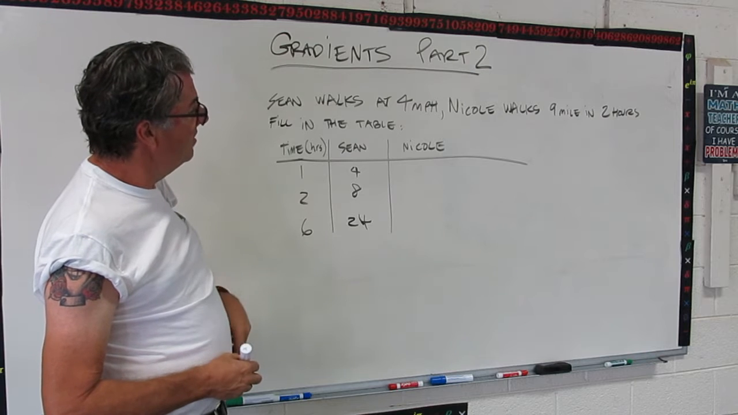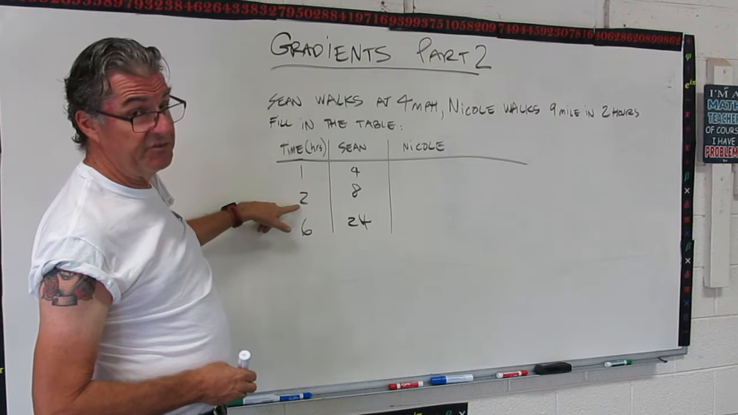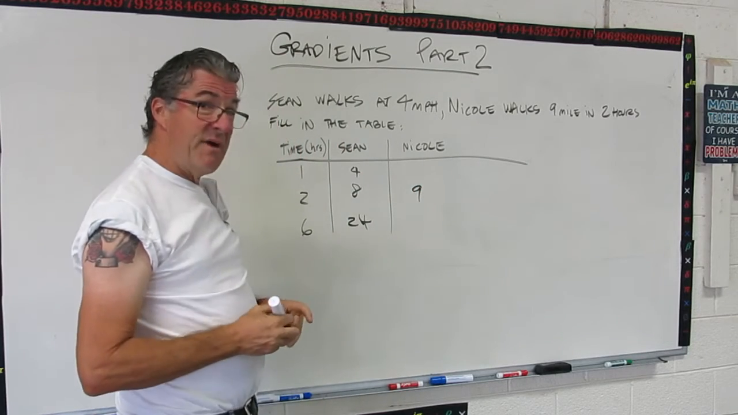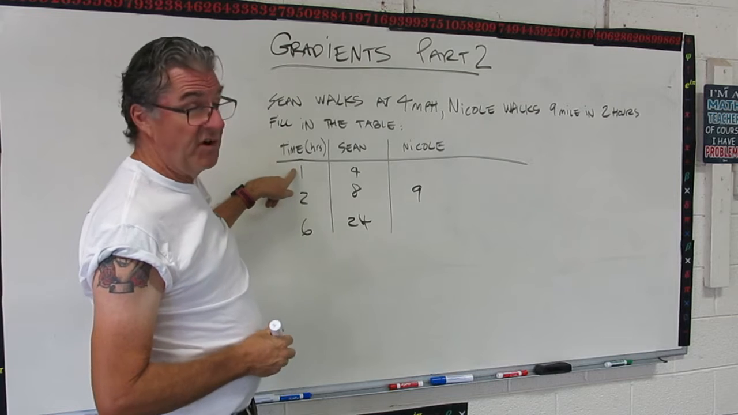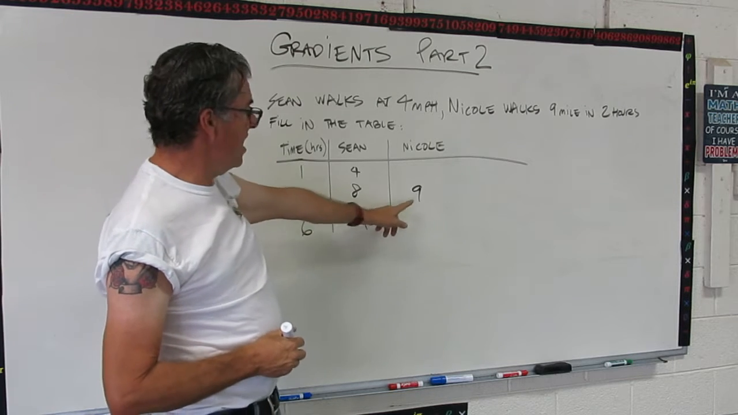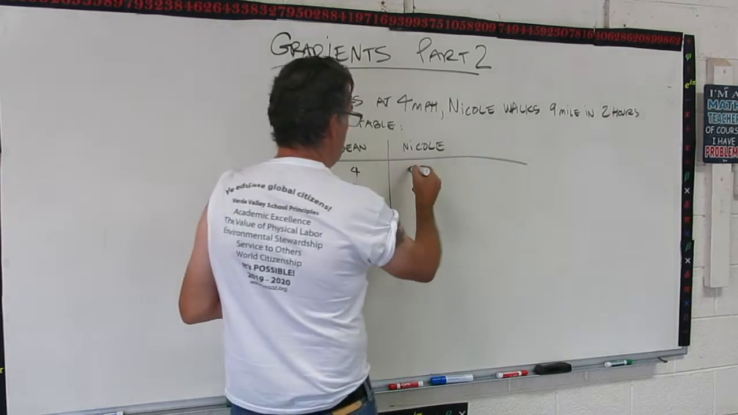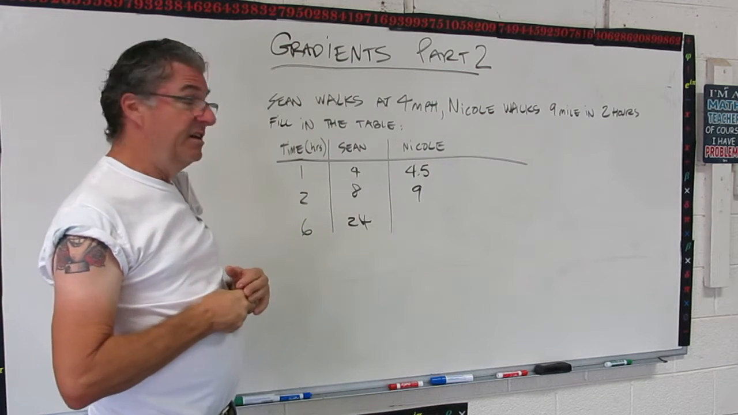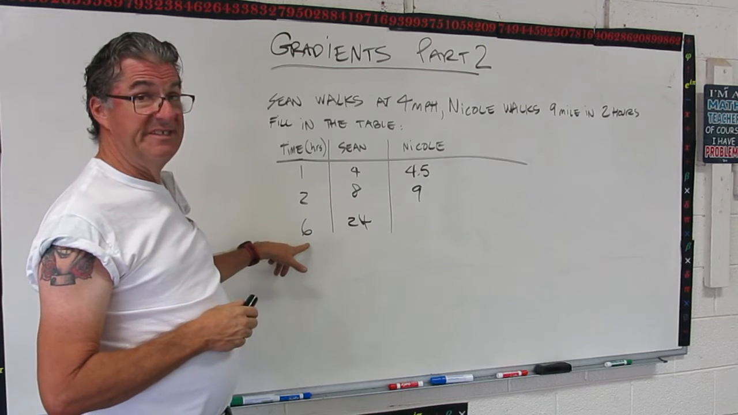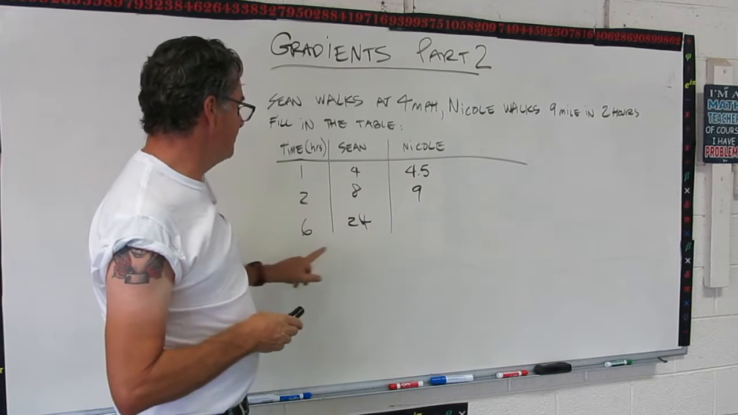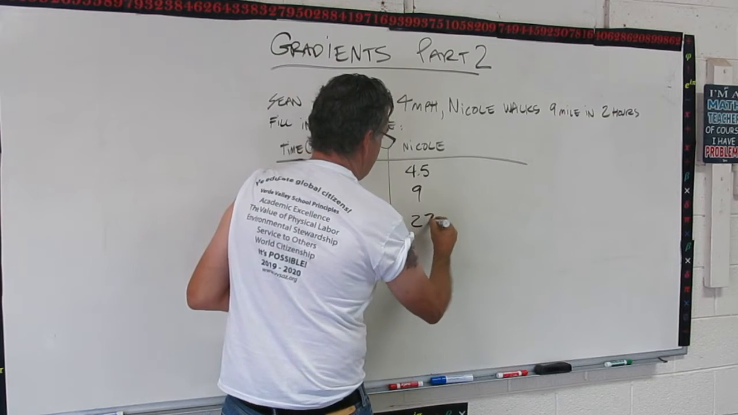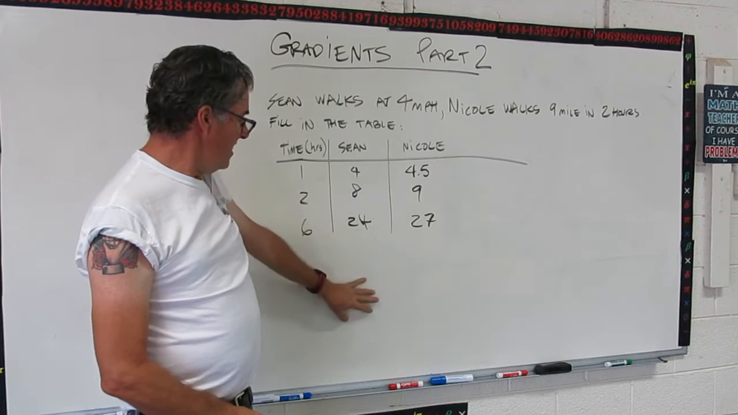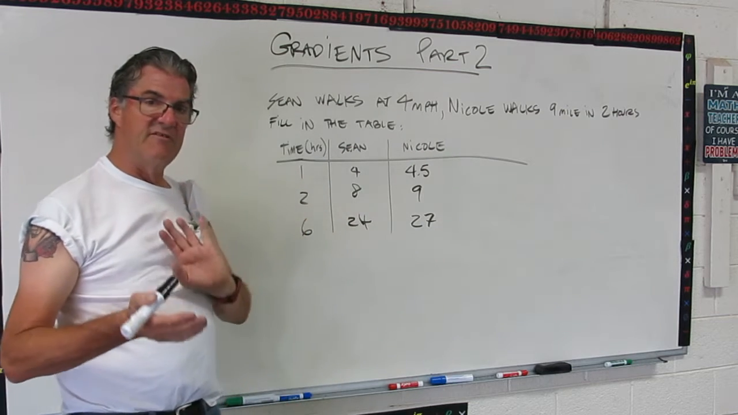Now, with Nicole, I'm going to start with the 2 hours because we know how far she goes. It's 9 miles. Now I can backwards engineer how far she goes in 1 hour. If she goes 9 in 2 hours, she's going to go 4.5 in 1 hour. And that's going to be the key for me figuring out how far she goes in 6 hours. It's going to be 4.5 times 6, which is 27. So that's the table.